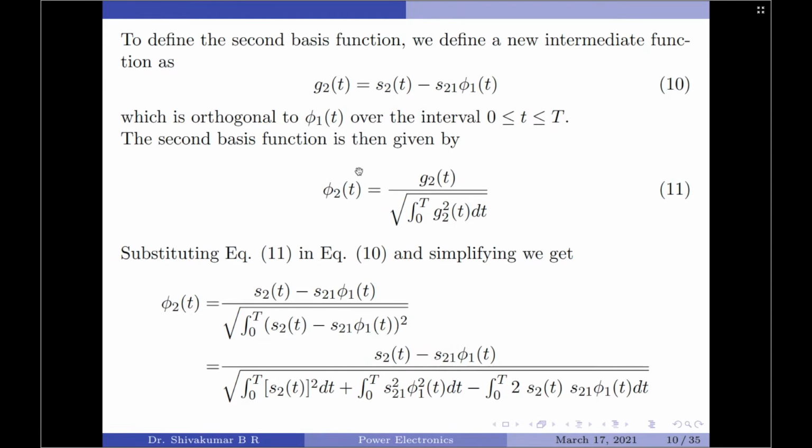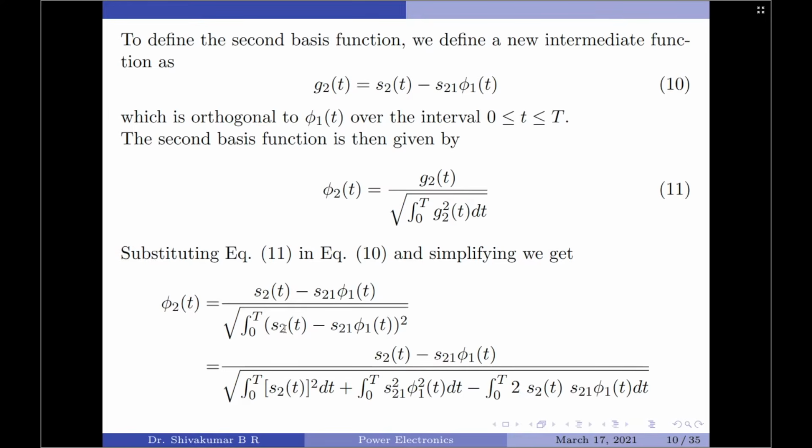Then the second basis function can be given by the equation phi 2 of t equals G2 of t, which is our intermediate function, divided by square root of energy of G2 of t, which is integral 0 to capital T G2 square of t dt. So, let us now substitute the RHS of equation 10. I am going to have S2 of t minus S21 into phi 1 of t replacing G2 of t. That will be integral 0 to capital T of S2 of t minus S21 into phi 1 of t, square.